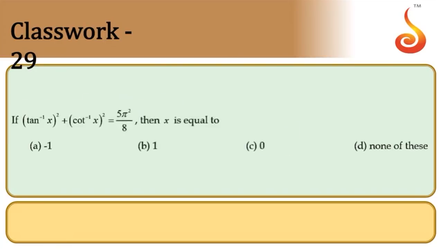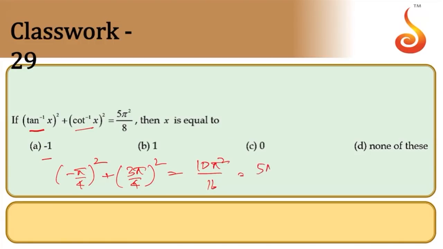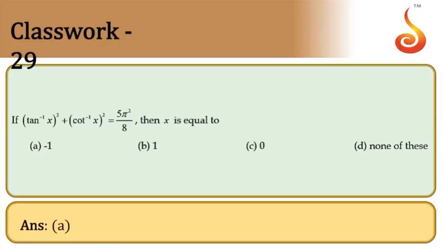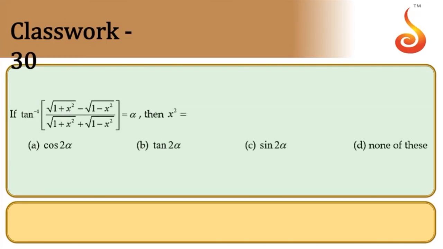So let me take up the next one, which is the 29th one. This is just a verification. So what is the verification which I can do? In this case, I would substitute a number over here and simplify it. So when I take 1, tan inverse of minus 1 is minus pi by 4, taken whole square, and this is 3 pi by 4 taken whole square here. So 9 plus 1, 10 times pi square divided by 16, which is nothing but 5 pi square by 8, exactly satisfying the answer here. So the answer happens to be equal to minus 1. Right? Let me take up the next one.